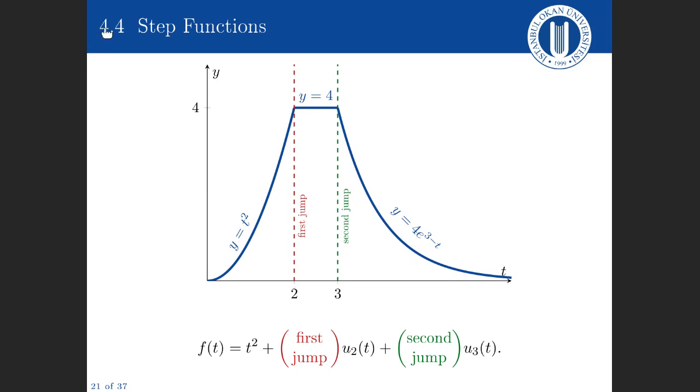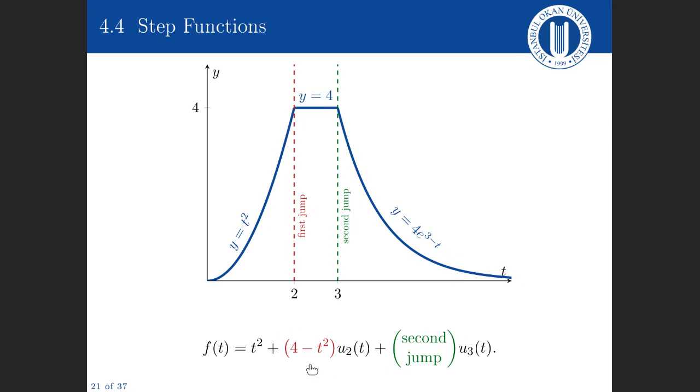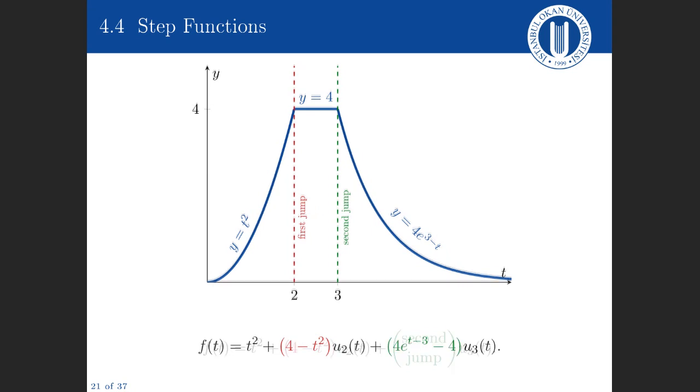We're starting at t squared. There's a change or a jump at 2, so it's going to be plus something u2. And then there's another change or another jump at 3, so it's going to be something u3. What happens at the first jump? We have 4 on the right and t squared on the left. So 4 minus t squared here. What happens at the second jump? 4 e to the power (3 minus t) on the right, 4 on the left. Put these in and we'll finish the question.